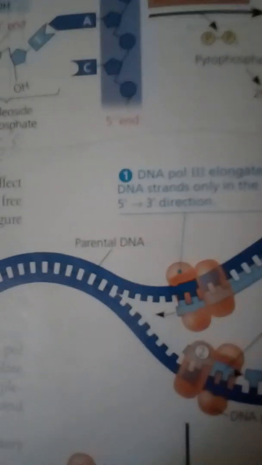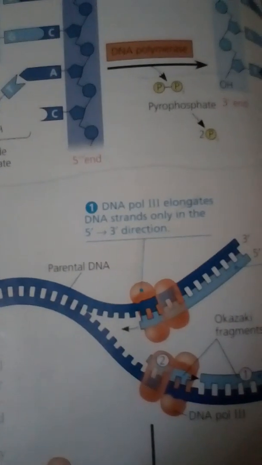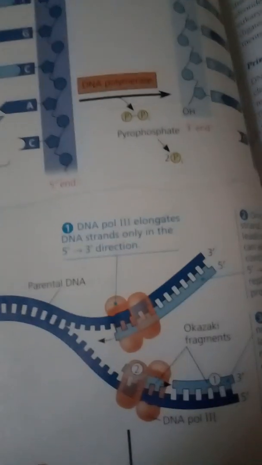To elongate the other new strand of DNA in the mandatory 5 to 3 direction, DNA pol 3 must walk along the other template strand in the direction away from the replication fork. The DNA strand synthesized in this direction is called the lagging strand, in contrast to the leading strand, which elongates continuously. The lagging strand is synthesized as a series of segments.